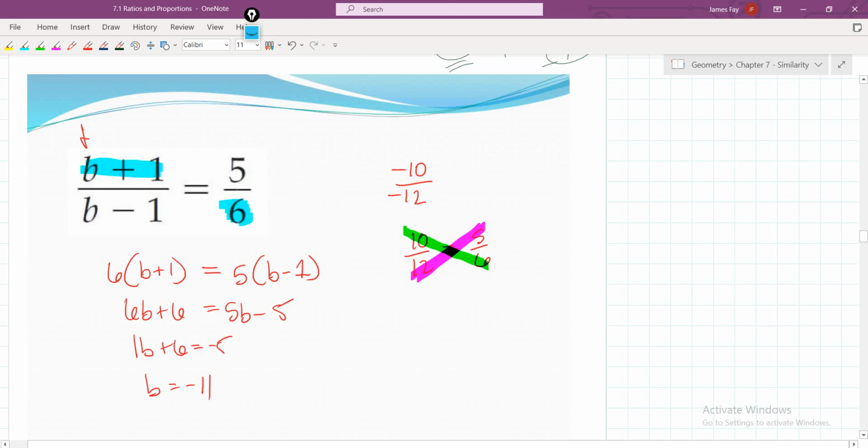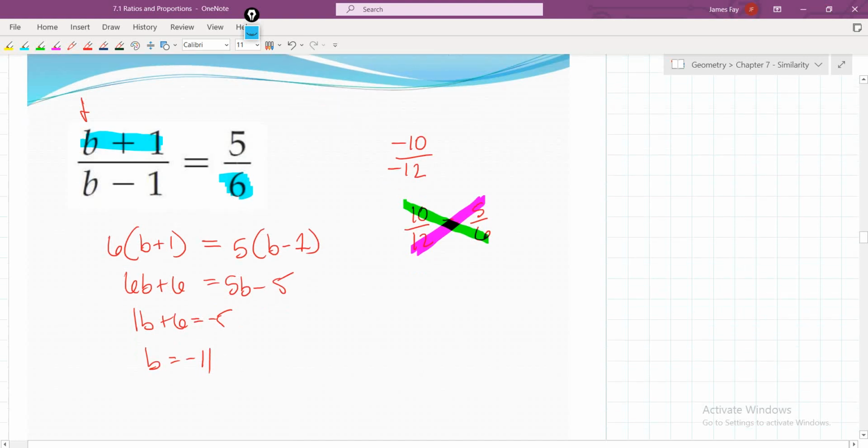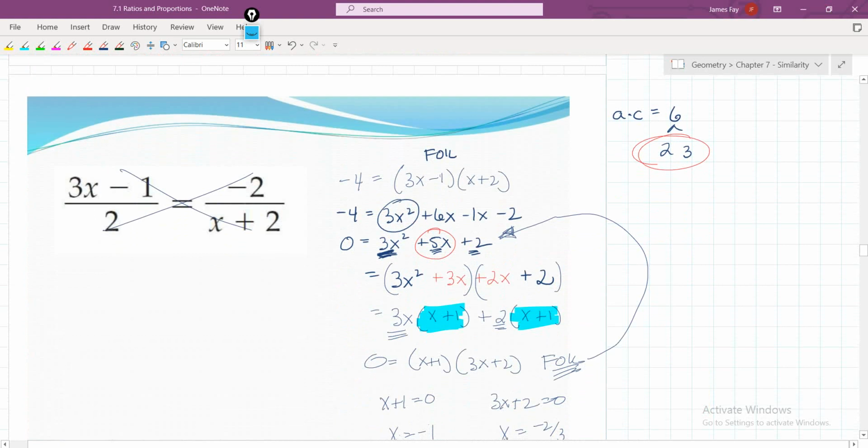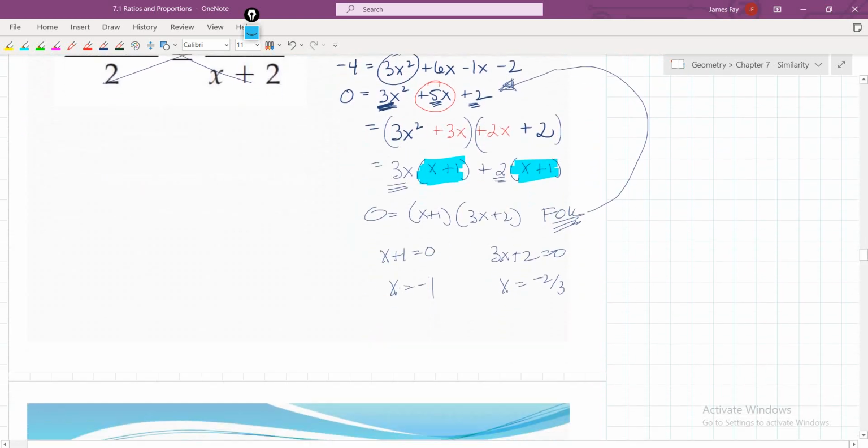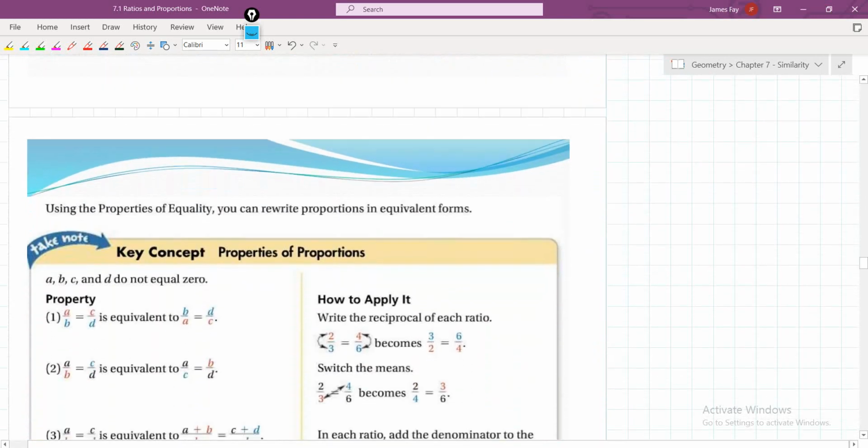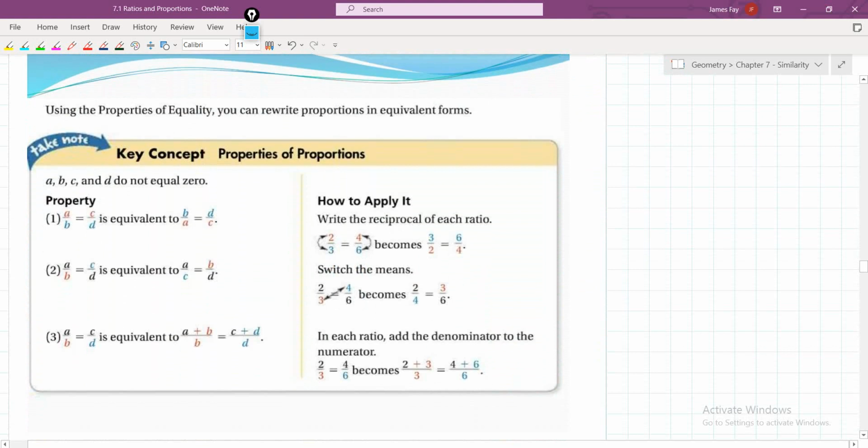You're going to cross multiply, and then whatever happens, you might get a linear equation, which is good, that's what we want. Those are the easier ones to solve. But you might also get a quadratic, which then we have to rely a little bit more on our skills from Algebra 1. Some key properties about proportions.